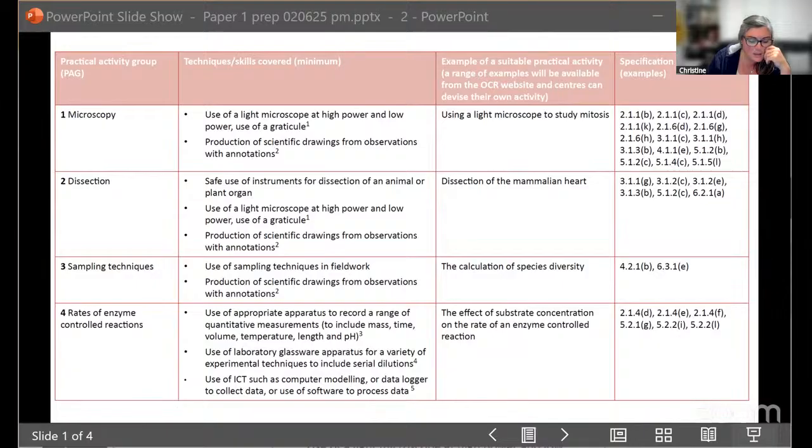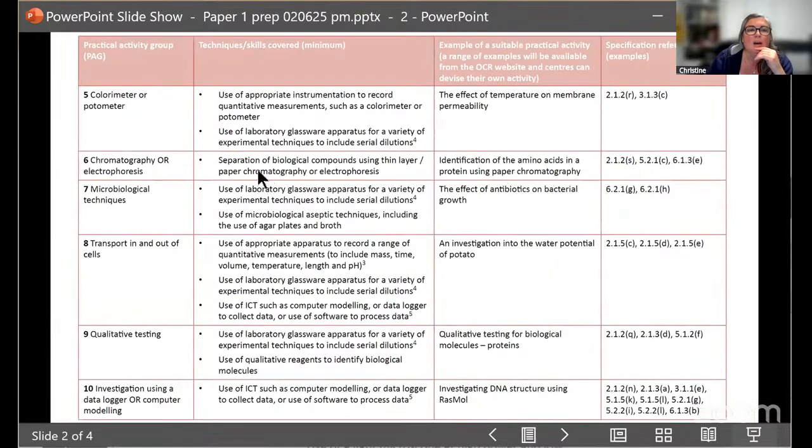Can electrophoresis come up in paper 1? It's a module 6, so if we're looking at electrophoresis, that would be 6.1.3. But if we're looking at chromatography, then we're talking about 2.1.2. However, I have seen a question which was about electrophoresis but linked to amino acids and proteins. So if they're going to ask that question, then that's where it could be lying.